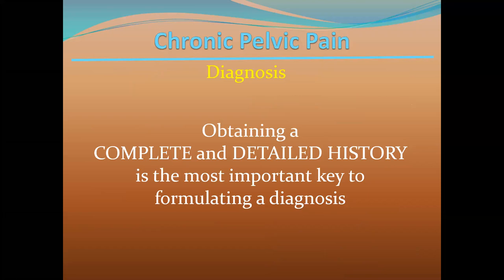So for diagnosis, obtaining a complete detailed history is the most important key to formulating the diagnosis. In the history, you have the biodata, in which the most important is age, the age category in which she is presenting with pain. According to that age group, you consider the most common prevalence or incidence of reasons for the diagnosis. Second, in the biodata, the parity: how many para. According to that, which is more frequent in the nulliparous and in the multiparous, you can reach the diagnosis.